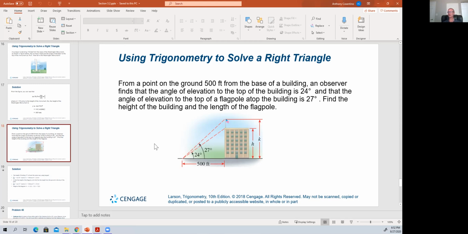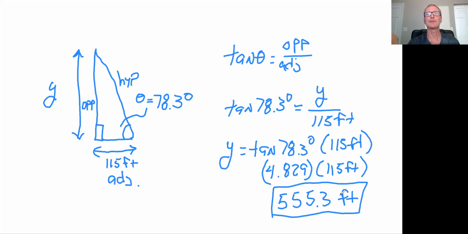So what is the strategy here? Well, the strategy would be to calculate the height of the building, then calculate the height of the building with the flagpole, and then subtract the two. That's how we would get the height of the flagpole. Again, I keep hitting the wrong button, sorry about that. Now we're going to do this calculation on the whiteboard.